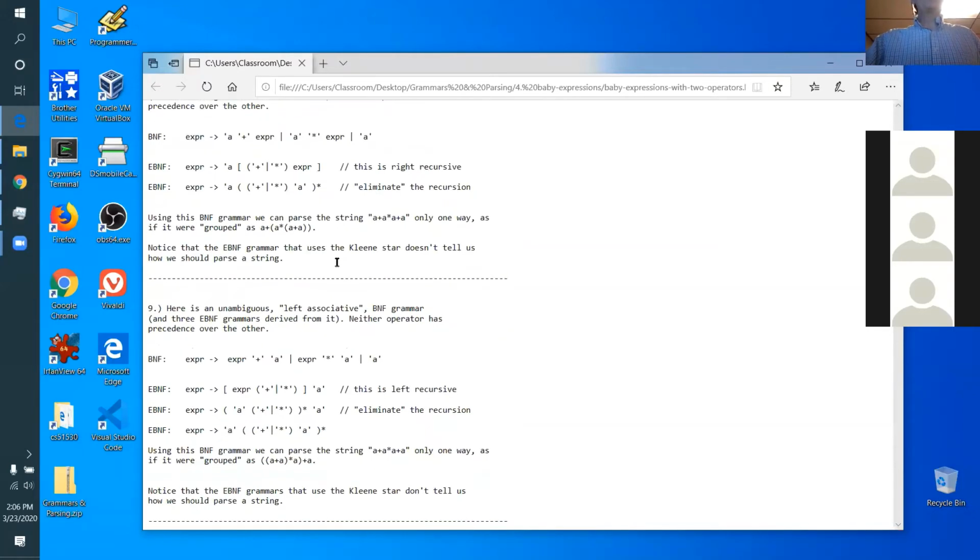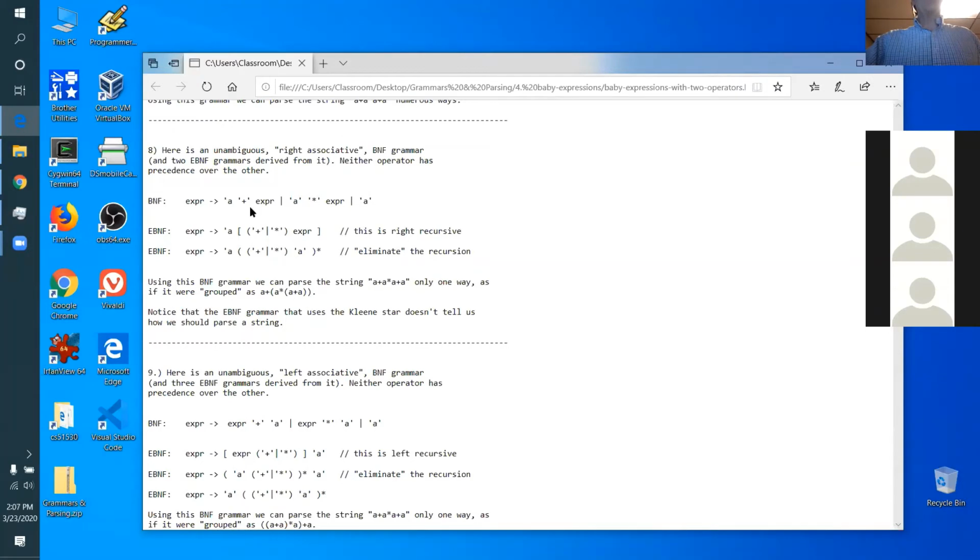Here's something that gets a little bit more interesting. Here it's right associative, right recursive, so it's making the plus right associative, and it's making the multiplication right associative also. But this doesn't make either operator any more important than the other operator. Notice that you just parse essentially from left to right, and it doesn't matter if you come across a plus first or a star first.